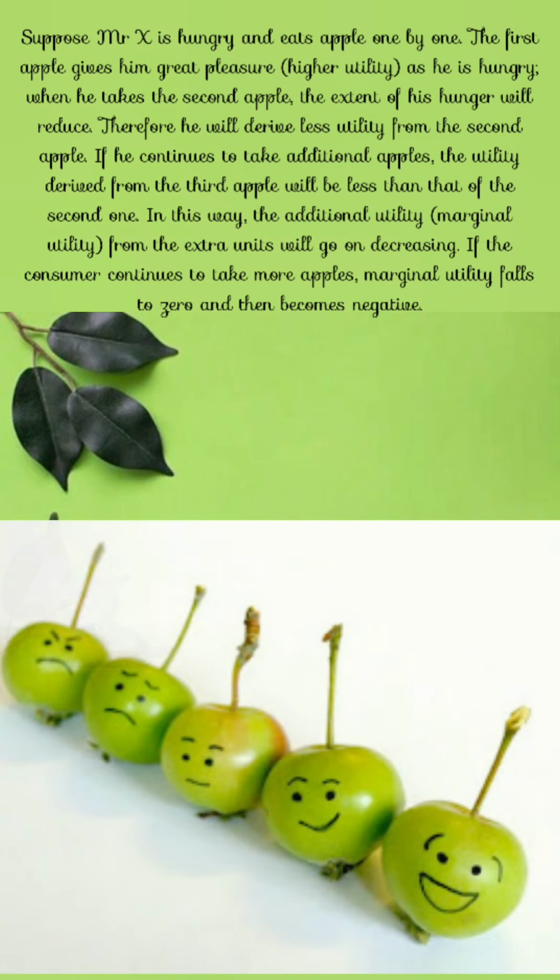Now let us take an example. Suppose Mr. X is hungry and he decides to consume 5 apples. The first apple he consumes gives him more utility because he is hungry. When he consumes the second apple, he gets comparatively less utility because he is not as hungry. When he forces himself to eat the third and fourth apple, he is exhausted and reaches the level of saturation, as a result of which he starts hating every bite of the fifth apple instead of enjoying it, and finally marginal utility becomes 0 and then it becomes negative.